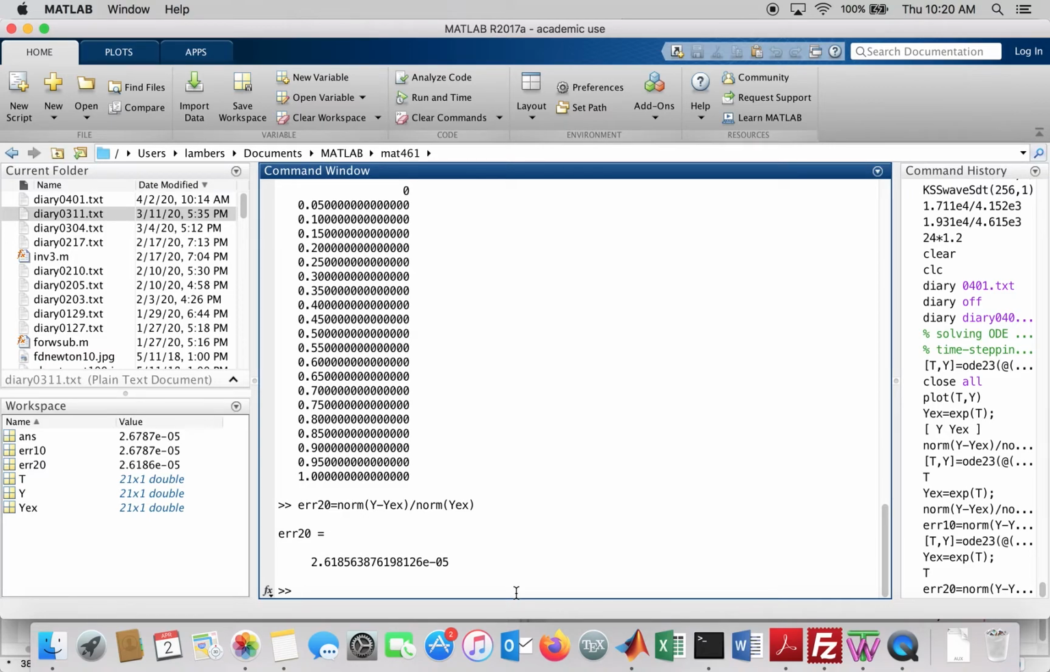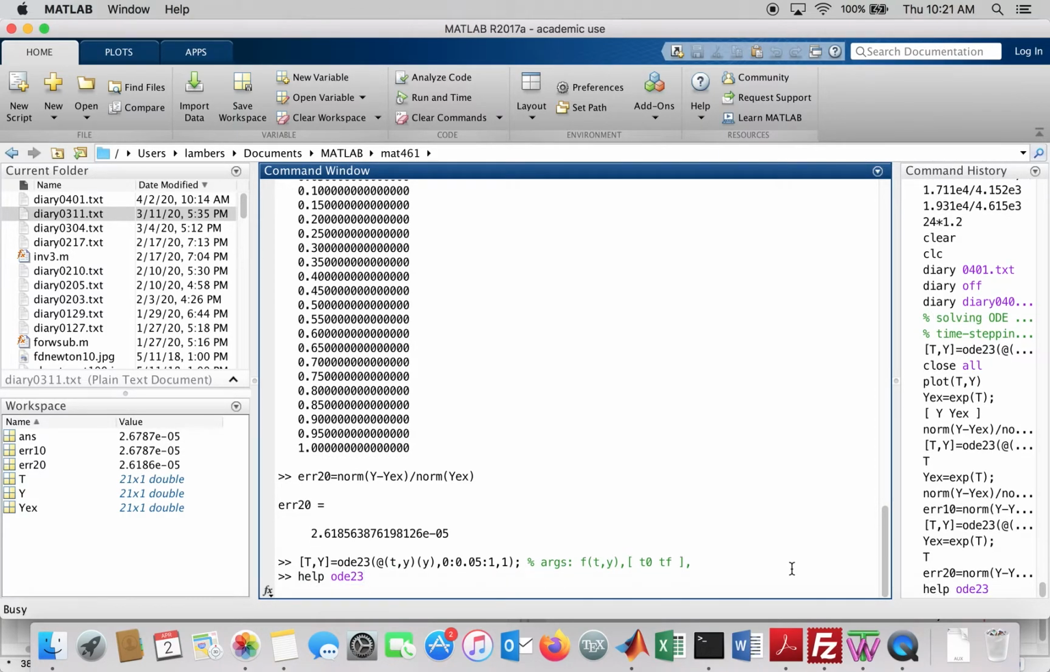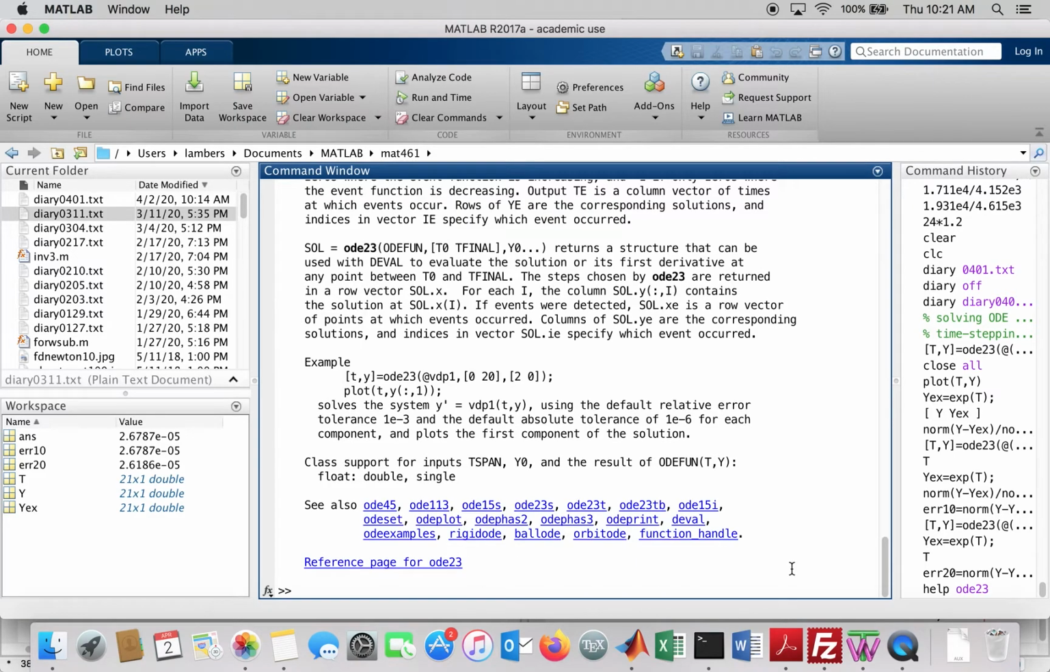Normally, for order of accuracy, if I reduce h by a factor of 2, like I did here, the error should decrease by a factor of 2 to the p, where p is the order of accuracy. And this ODE solver, ODE23, uses a combination of second and third order methods. There are several ODE solvers. If I do help ODE23, okay, here we have several more.